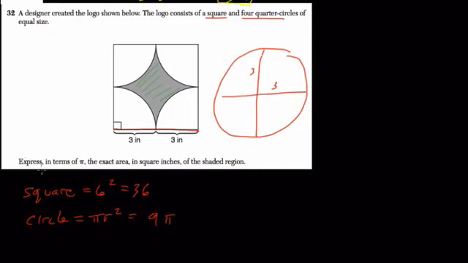They want to know, expressed in terms of pi, the exact area of the shaded region. So the whole square is 36, and we take 9 pi away to get this shaded region here. Think of that as like, you have the square and you're subtracting the circle area, or cutting them away. And when you cut these 4 quarter circles away, what's left is this cool shaded interior shape. So that's our expression in terms of pi. Alright, let's keep going.